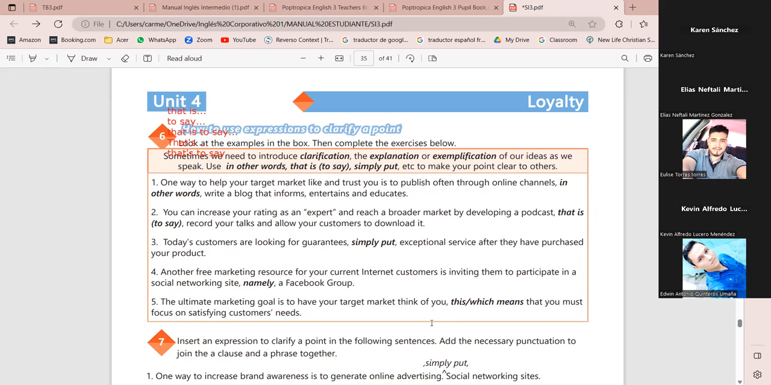All right. It says the goal, which means. Puedo usar this means o puedo usar which means. Okay. So this means, esto significa, right? Esto significa o lo que significa, right? Lo que significa que in Spanish. So we say this means that, okay? And which means that, all right? And then you say the explanation of what is the meaning of what you are saying, right?